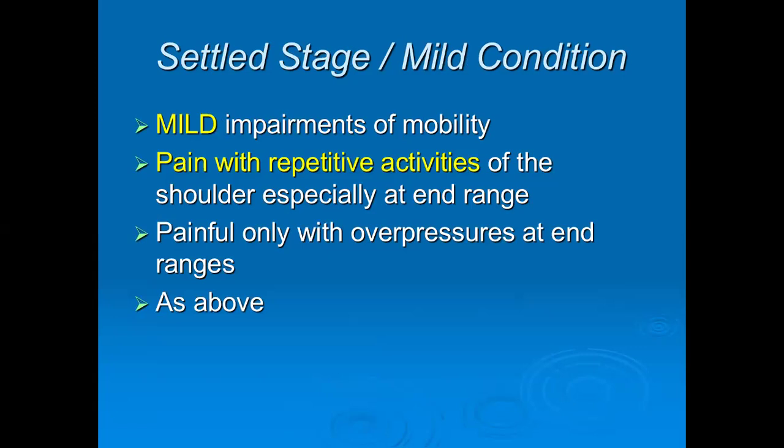When it is in the chronic stage, the mild condition, the stable stage, all the impairments in mobility are now at mild intensity, and the pain is only present with repetitive activities and specifically at end range. Otherwise, in a single executed movement, there may be no such pain. Pain occurs only when overpressure is applied at end range. Otherwise, normally, if the person is doing any active movements, there will be no such pain.